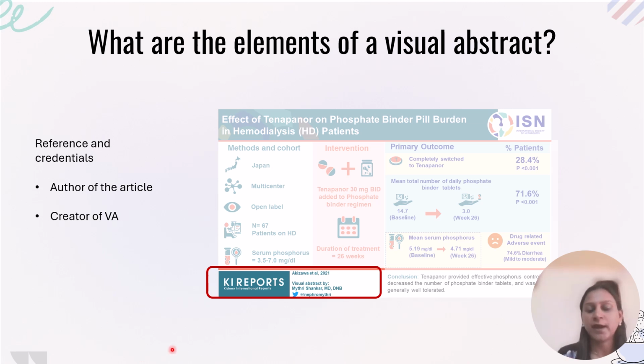And then we have the reference and the credentials. We have the citation, the author of the article here, first author et al, and the name of the journal. So this is a must: first author et al, the name of the journal and the year of publication. And finally, give yourself some credit. So the creator of Visual Abstracts credentials goes there.